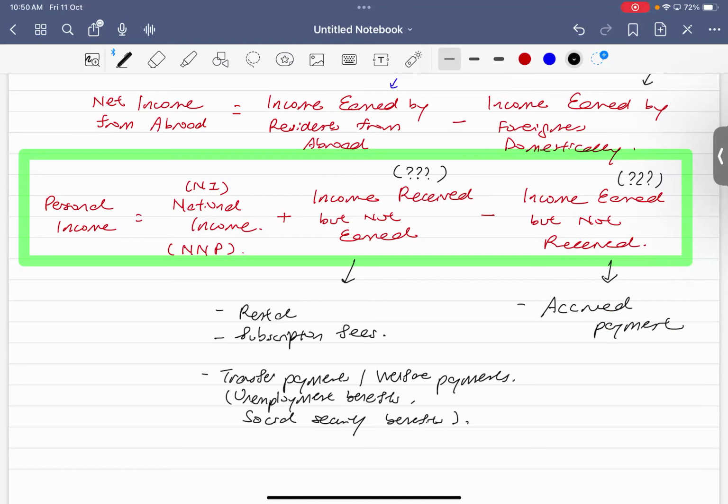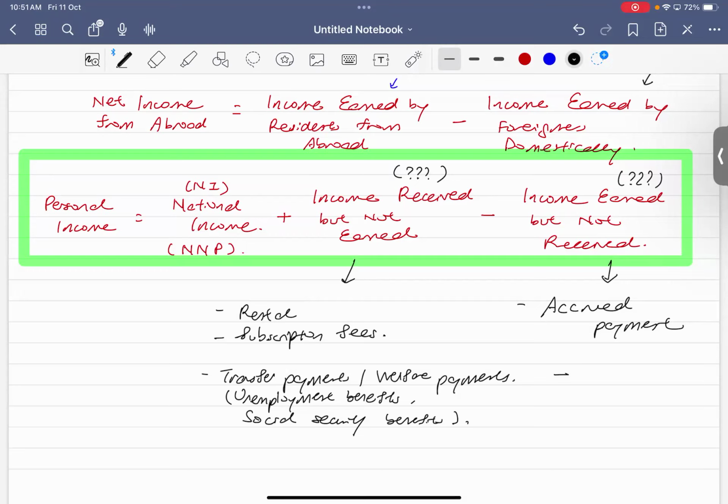Let's say you are a supplier. You sell things on credit to the customers. You provide your service already, but the money is not coming yet. Income earned but not received. You see the word accrue, you know this one already. I give you another example.